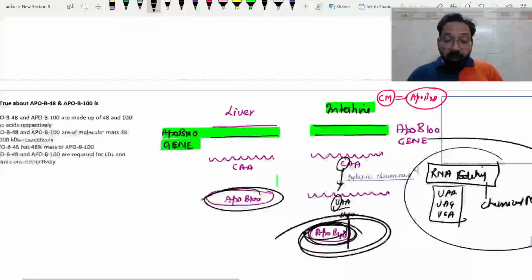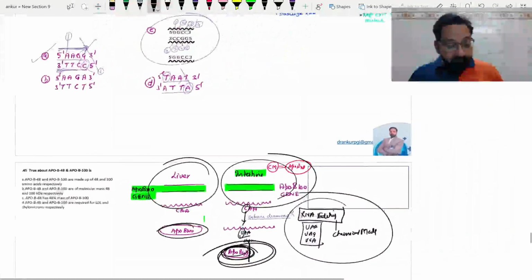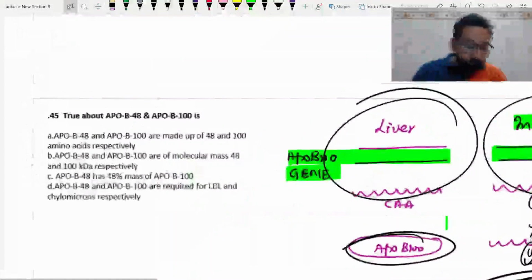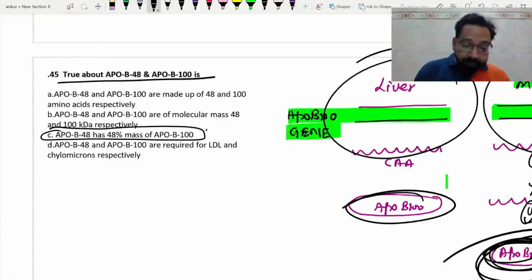Okay, so one gene can give rise to more than one protein. ApoB100 gene can give rise to ApoB100 protein. ApoB100 gene gives rise to ApoB48 protein. So the one gene, one protein theory has been discarded. One gene can give rise to more than one protein. A question was asked: ApoB48 has approximately 48% mass of ApoB100.